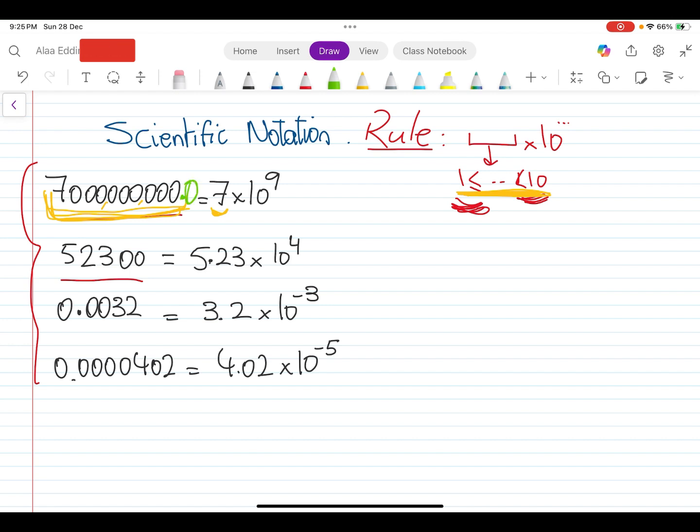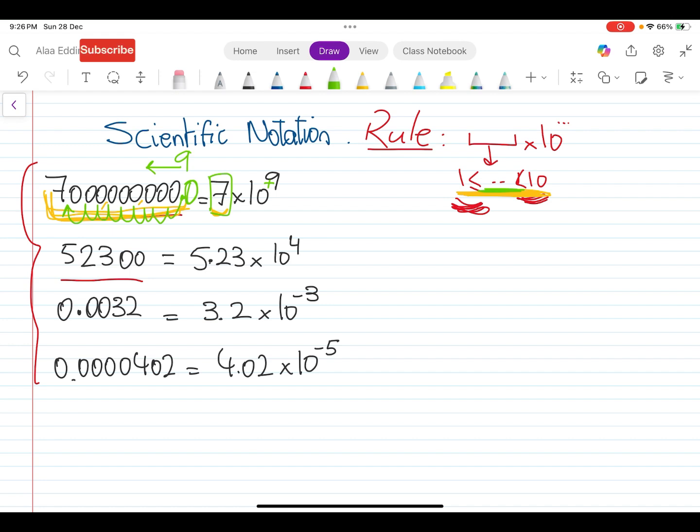Now you will have to count the number of steps you will have to move this decimal point to the left or to the right in order to get a number in between 1 and 10. For example, it will be 1, 2, 3, 4, 5, 6, 7, 8, and 9. So you are moving this decimal point 9 steps to the left in order to get a number in between 1 and 10. That's 7 in this case. And since you are moving to the left, you will add a plus 9 to the power of 10. So it's 10 to the power of plus 9.